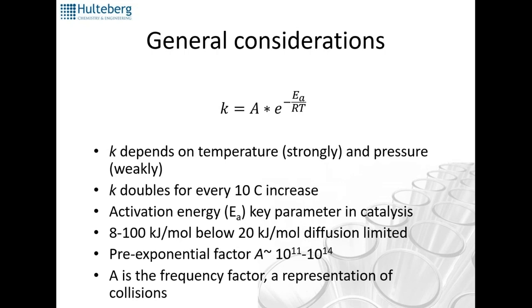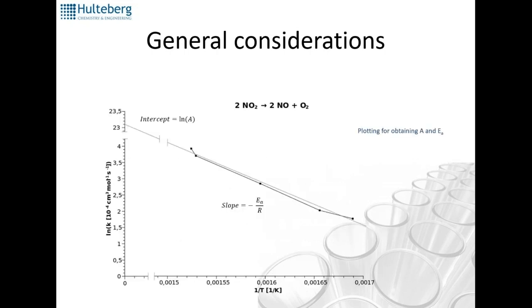Then the pre-exponential factor is a representation of the number of collisions between the molecules, and it's usually somewhere between 10 to the power of 11 and 10 to the power of 14. And by performing activity measurements, or measurements of conversion and reaction rate, at different temperatures, we can plot the logarithm of the calculated k value as a function of the inverse temperature, and the slope here will give us our activation energy.